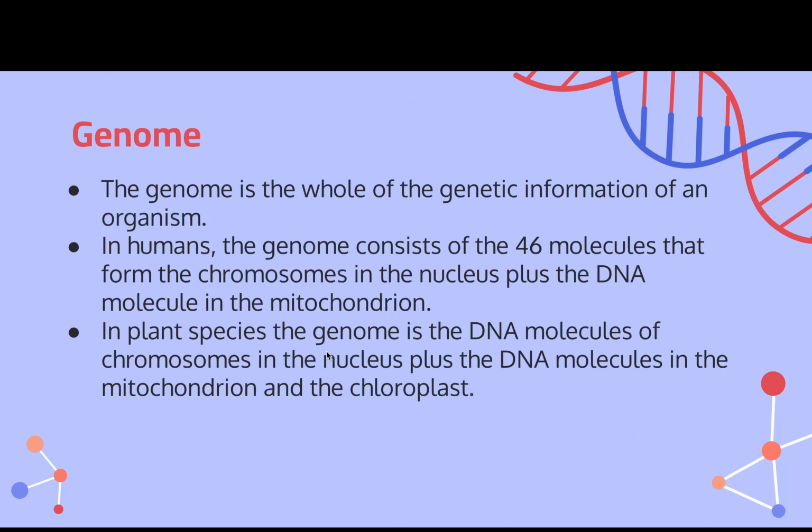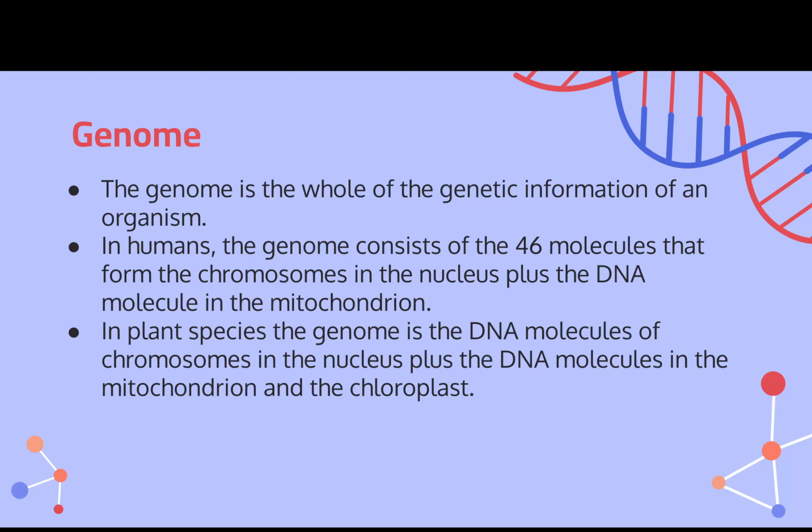Okay, so the next one is genome. The genome is the whole of the genetic information of any organism. It's basically the entire DNA sequence, essentially. It's every bit of the genetic information that any organism will hold. So in humans, the genome consists of the 46 molecules that form the chromosomes in the nucleus, plus the DNA molecule in the mitochondrion.